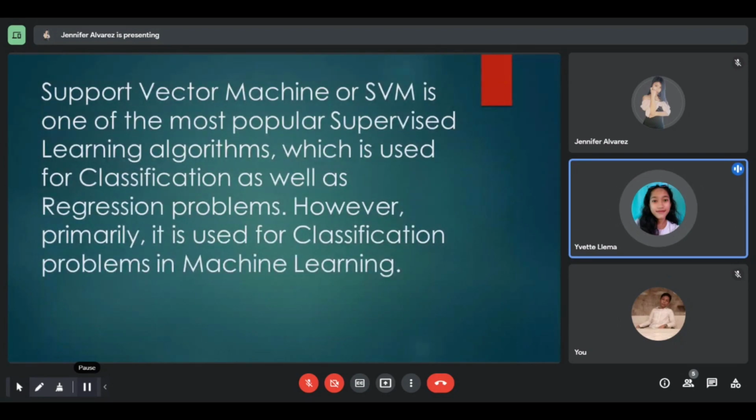Support vector machine, or SVM, is one of the most popular supervised learning algorithms, which is used for classification as well as regression problems. However, primarily it is used for classification problems in machine learning.